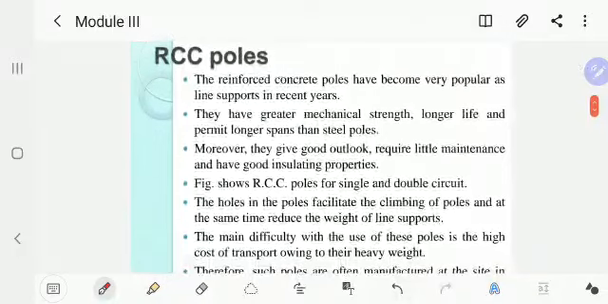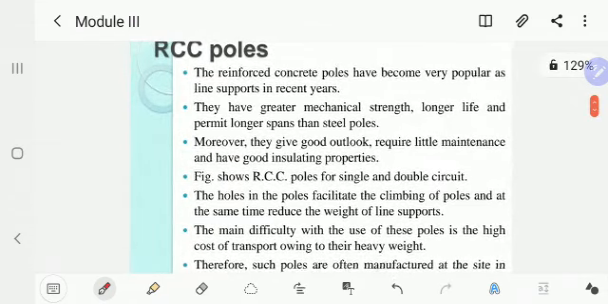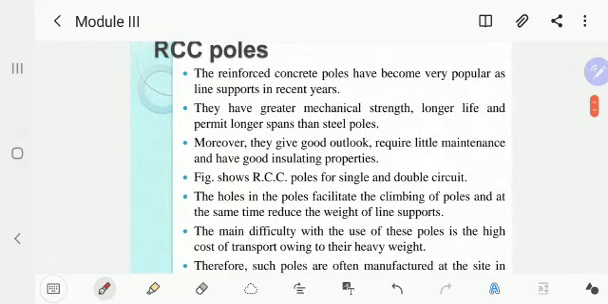Let's move on to the next one, that is RCC poles. What is meant by RCC poles? RCC poles are reinforced concrete poles. This also you will be seeing in the cities, as well as in the rural areas. These reinforced concrete poles have become popular for line supports in recent years.